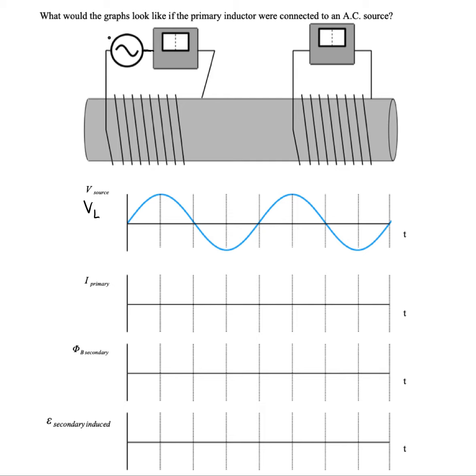So if, for example, this is the negative side of the source and this is the positive side, then at the same time this will be the positive side of the coil and this will be the negative side. Their voltages will match. But one thing that won't match is the current. For any coil, the current is going to be 90 degrees out of phase with the voltage across that coil.